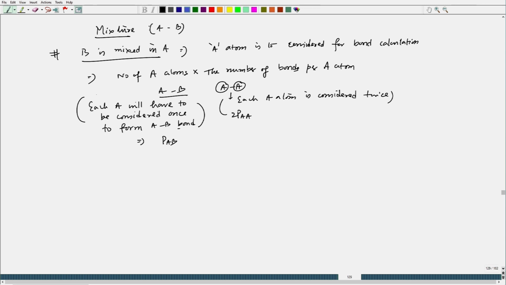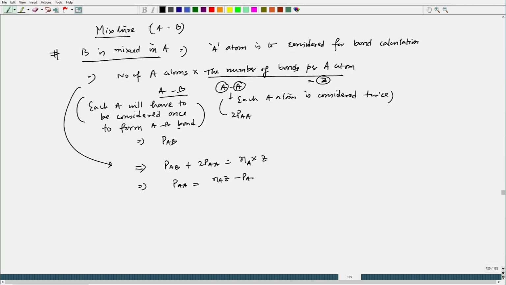So, this should then be equal to PAB plus 2 PAA, which should be equal to NA into the number of bonds per A atom, which is Z, because Z is the coordination number. So, this is nothing but NAZ. So, this is one equation we are getting. Then from there we can get PAA equal to (NAZ minus PAB) divided by 2. We get this.